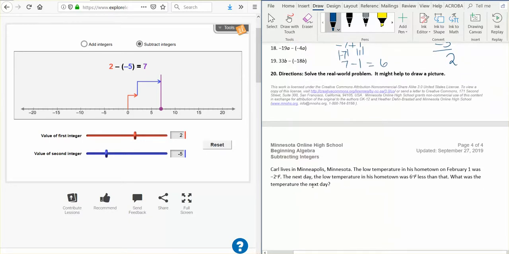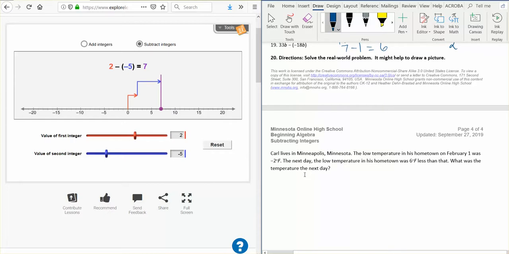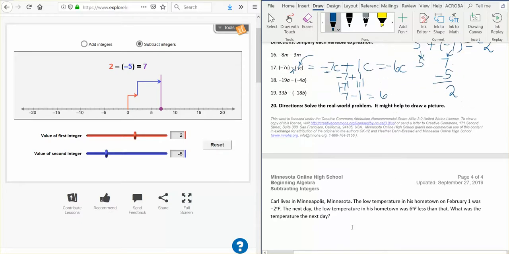Alright, then there's just one problem to solve. It's about living in Minneapolis, Minnesota, which maybe some of you do, and it's a cold day, and then it gets even colder the next day. So we want to find out what is the temperature the next day when it's even colder than negative 2. And that will be a common occurrence in the winter in Minnesota.